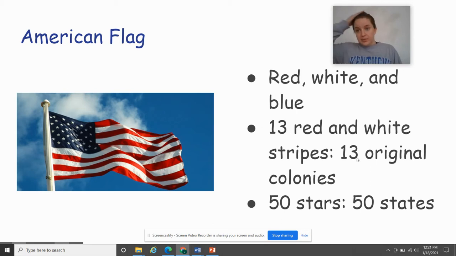The 13 stripes represent the 13 original colonies. So before we had 50 states, there were only 13 states. So they made those stripes to remember those first 13 colonies is what they were called. Now we have 50 states. Missouri is one of just 50 states. You know, Miss Gates is from Kentucky. Maybe you visited your family in a different state before also. So there's one star for each state. So this is the American flag.